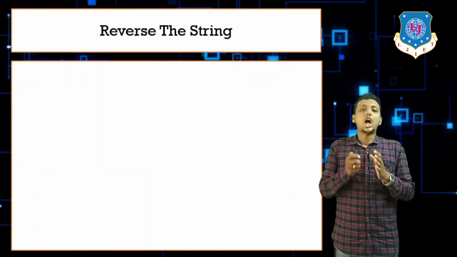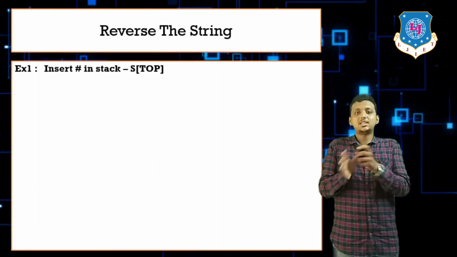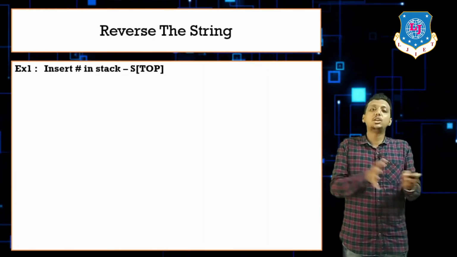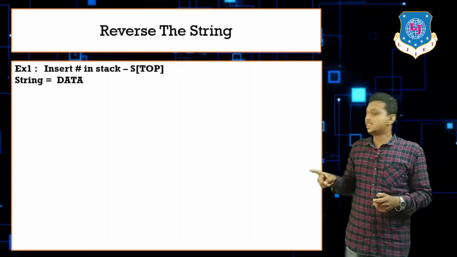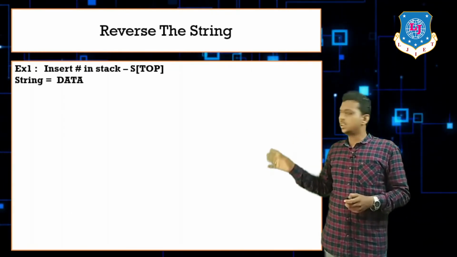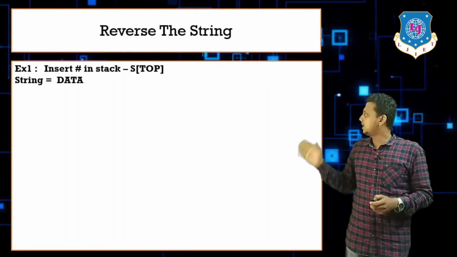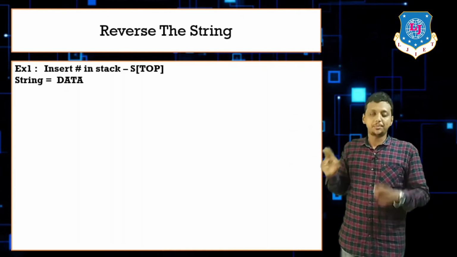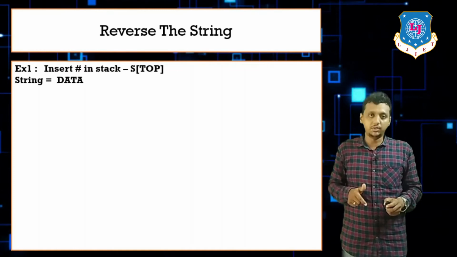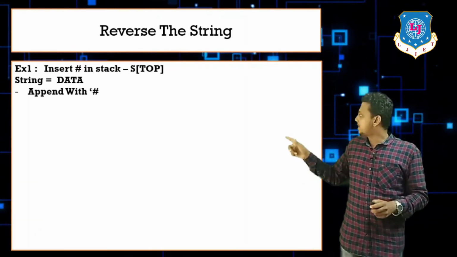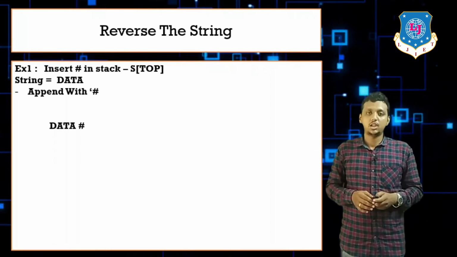Next we have how to reverse the string. Let me show you. See, reversing the string is a little bit similar to decimal to binary. Fine. Let me show you how it is possible. Here we are going to initialize our stack with hash, same as the previous one. Then just imagine our string is equal to data. Now how to reverse it? Let me show you. First append hash at the end of the string, so it goes like this, data hash. Why am I taking hash?